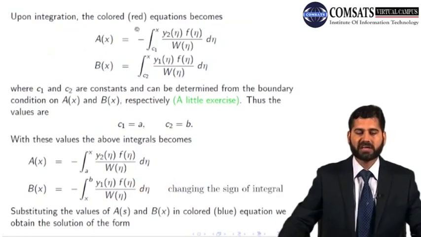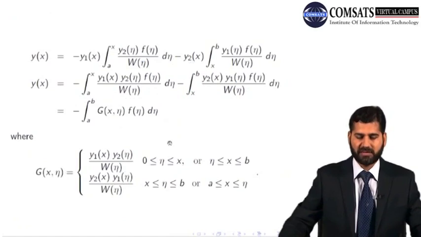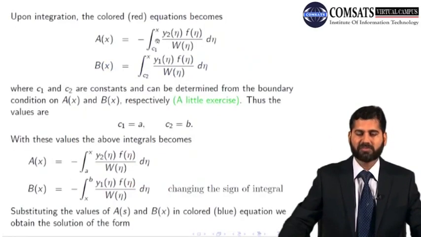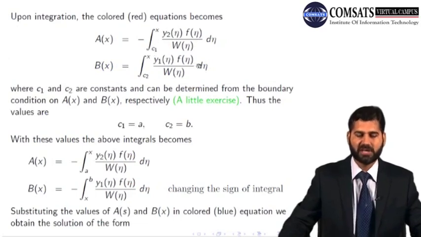So upon integration, the red equations become these red equations, right? You can integrate them from a constant to x, and you get this one, where c1, c2 are constants that can be determined from the boundary conditions on A(x) and B(x) respectively. Thus the values are c1 equal to a and c2 equal to b.